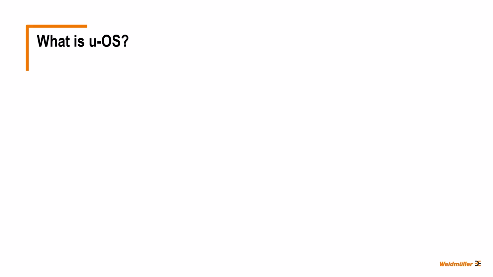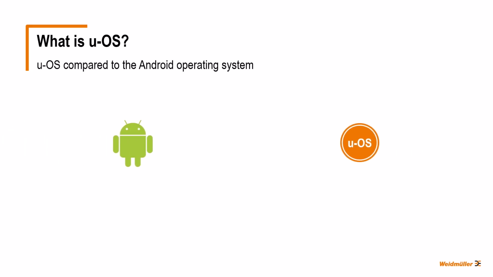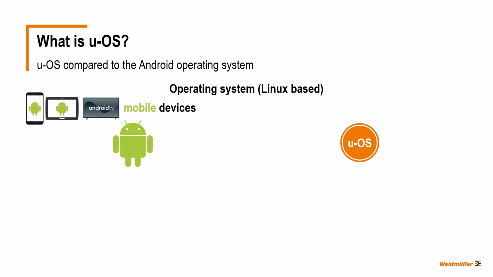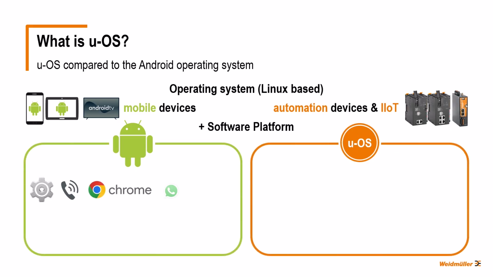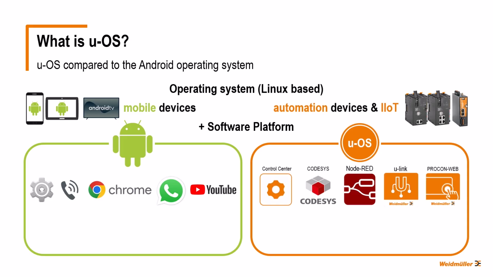To do this, I would like to compare UOS with another operating system that is in widespread use, Android. Both Android and UOS are operating systems. However, while Android is intended for use on mobile devices, UOS was designed for the automation sector and applications with a connection to the Industrial Internet of Things, or IIoT for short. Both operating systems also act as a software platform for different applications. Under UOS, we also find system settings and apps, but these relate to automation and IIoT.